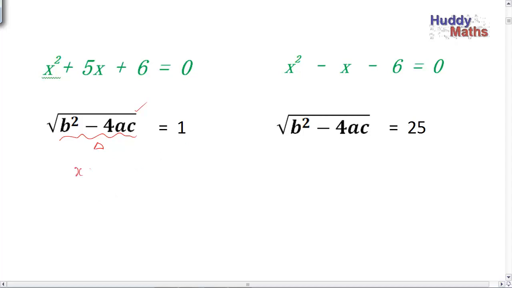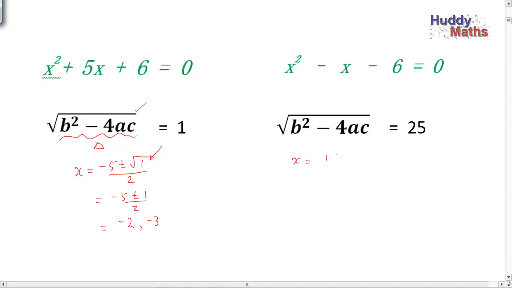So we would do something like this: -5 plus or minus the square root of 1, over 2, which is -5 plus or minus 1 over 2. That's -4 over 2, or just -2, and -5 take 1 is -6, divided by 2 is -3. So not only was this doable, the square root of 1 being a perfect square, it's the same over here.